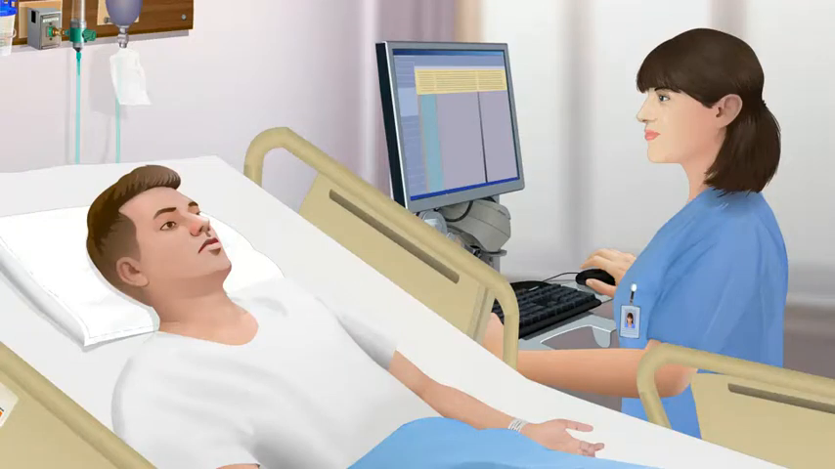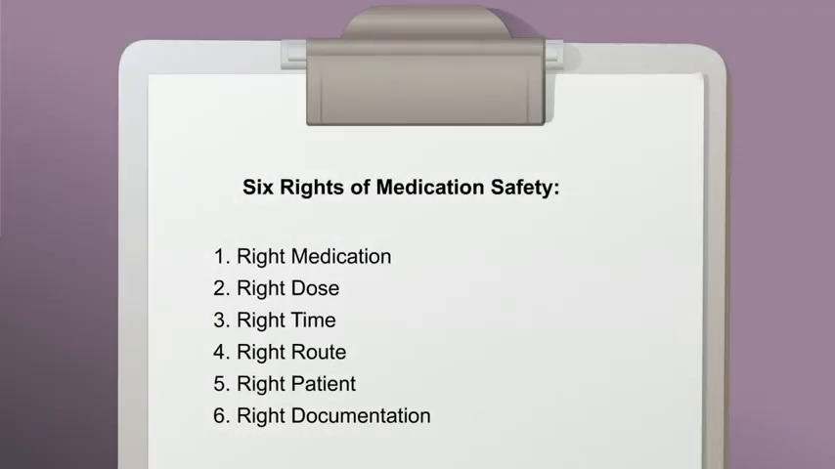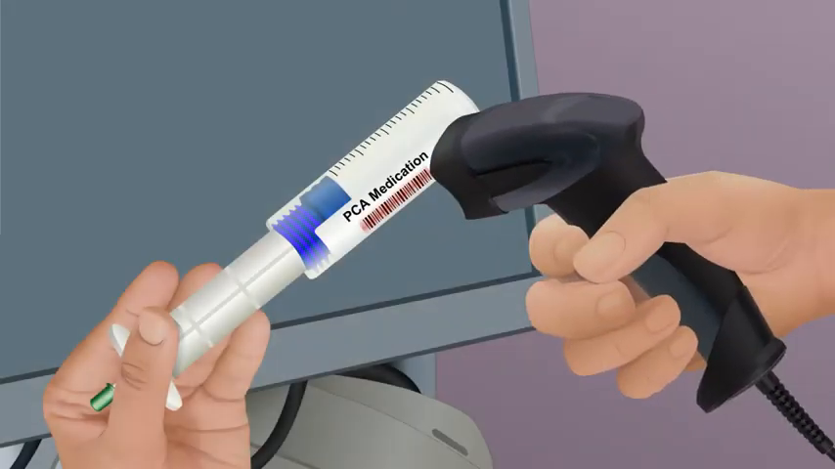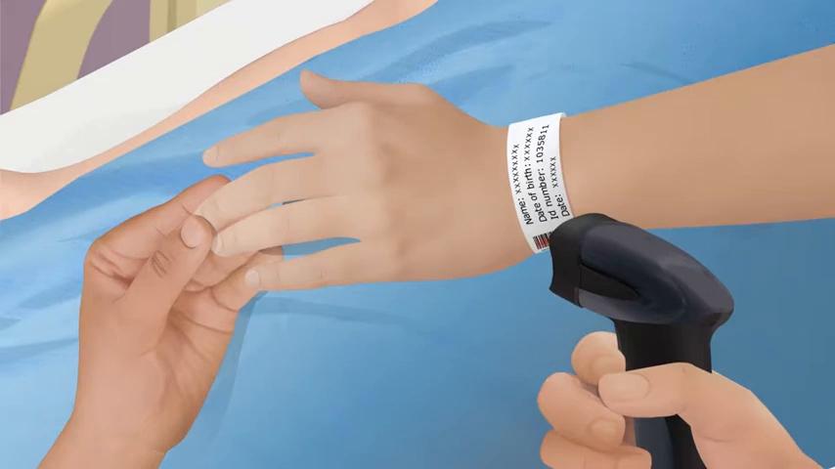Check the accuracy and completeness of the medication administration record, MAR, with the practitioner's original order. Ensure the 6 rights of medication safety: right medication, right dose, right time, right route, right patient, and right documentation. Use a barcode system or compare the MAR to the patient's armband.